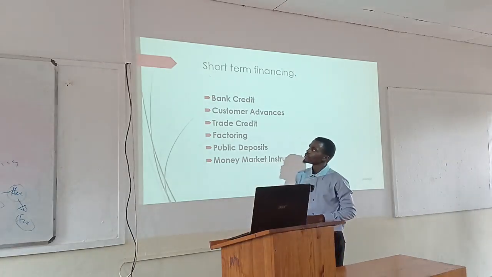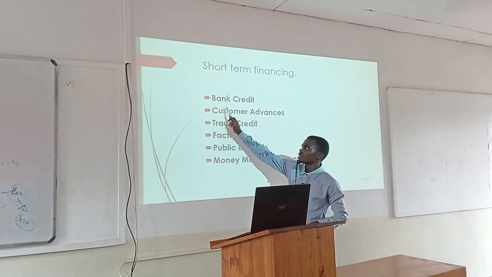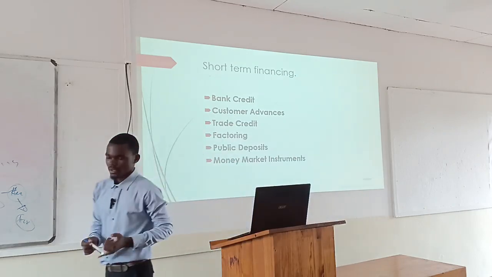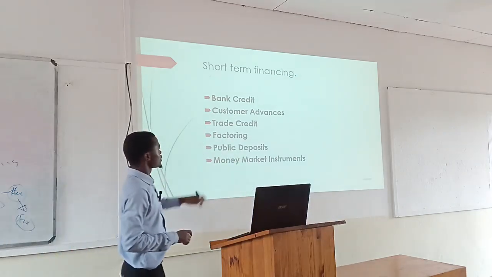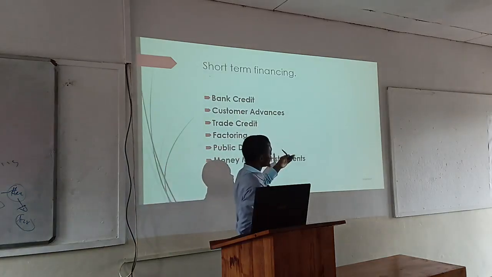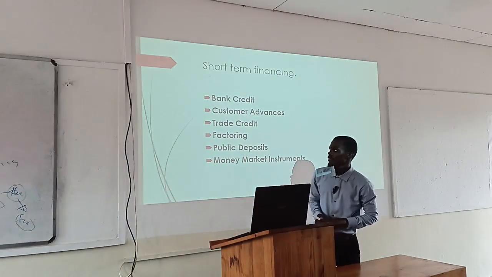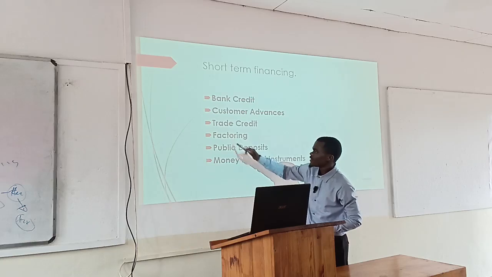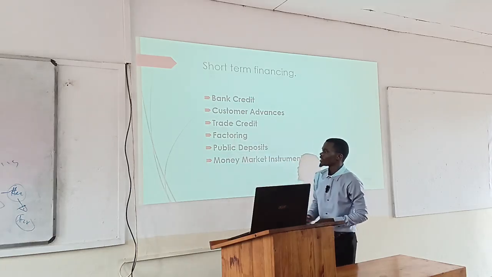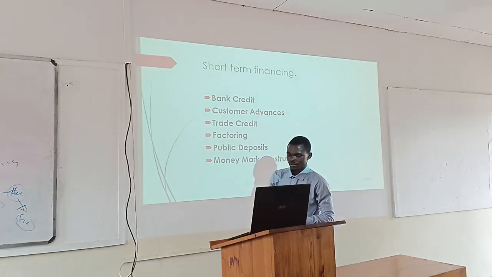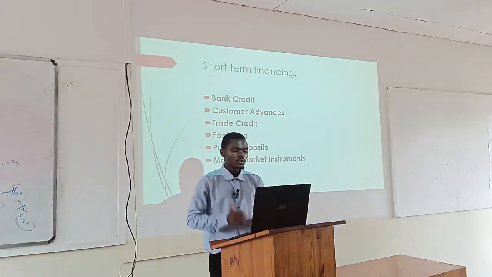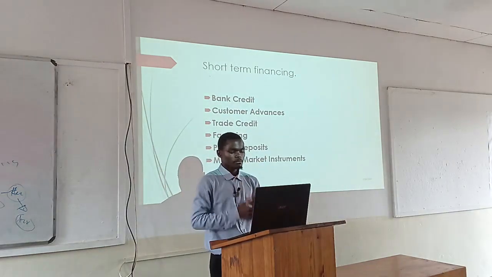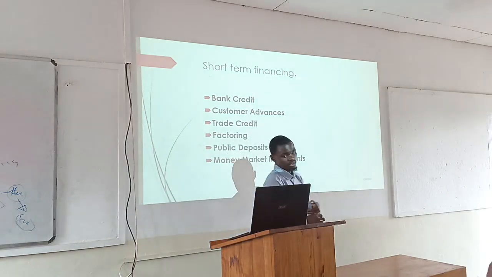So an organization can use what we call a bank credit. So this is just a process whereby the organization is using the bank to finance its operations. So the organization is getting credit or is getting loans from the bank. And then we have customer advances, trade credit, factoring, public deposits, and also money market instruments. So let's look at some of these short-term financing strategies of an organization.